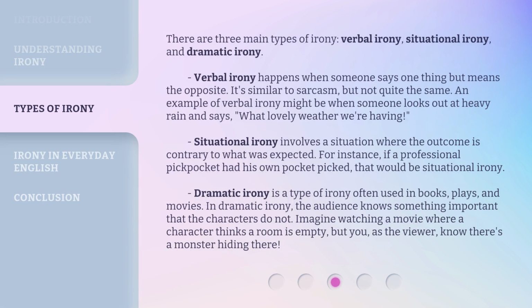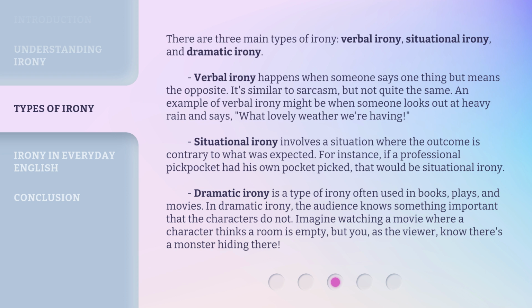There are three main types of irony: verbal irony, situational irony, and dramatic irony. Verbal irony happens when someone says one thing but means the opposite. It's similar to sarcasm, but not quite the same. An example of verbal irony might be when someone looks out at heavy rain and says, "What lovely weather we're having." Situational irony involves a situation where the outcome is contrary to what was expected.